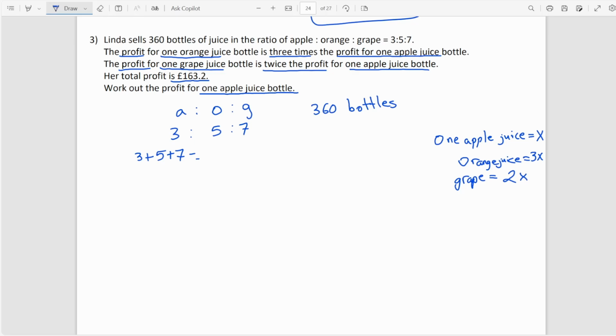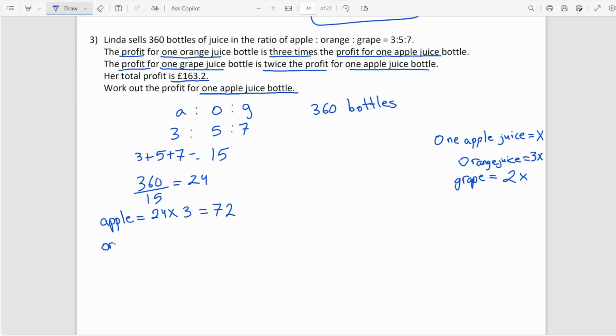All right, and we'll get 15. And now I'm going to divide 360 divided by 15. All right, and this should give us 24. So this is the amount, the quantity of juice per part. So how many apple juice did I sell? It's going to be 24 times 3 parts for the apple, and we get 72.